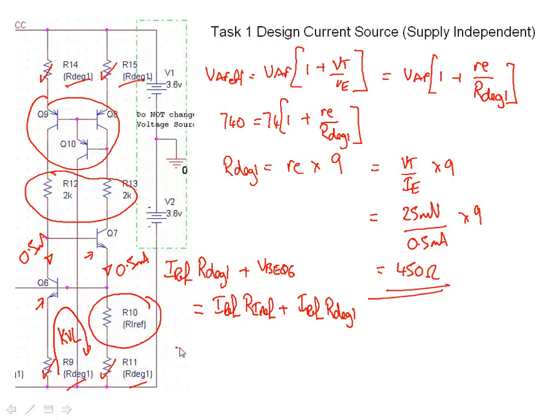Okay, there's our expression. Now if we know what we can cancel, I ref R degeneration 1, I ref R degeneration 1, that cancels. We're now left with VBE Q6 equals I ref R I ref. Let's move on. VBE Q6 is equal to I ref R I ref.